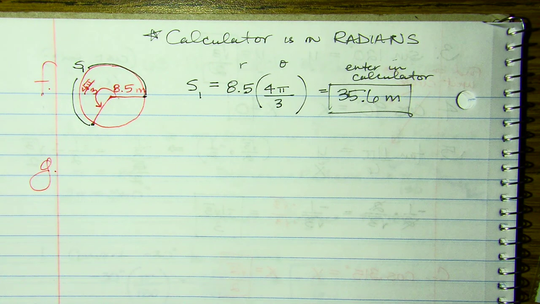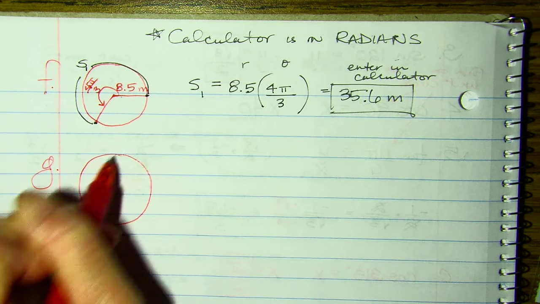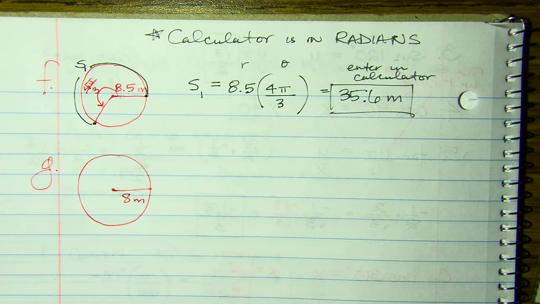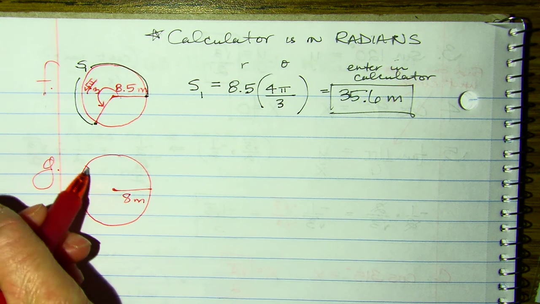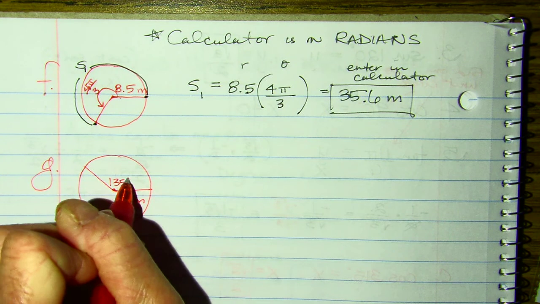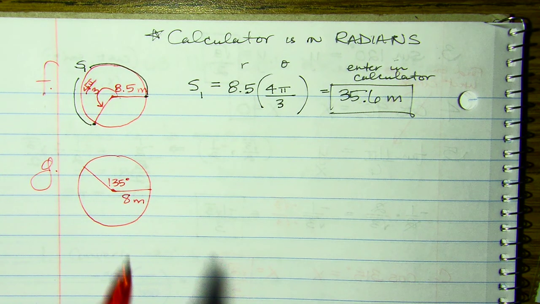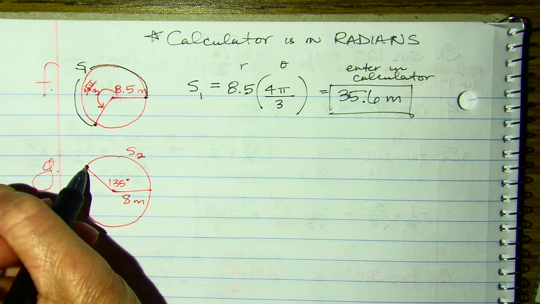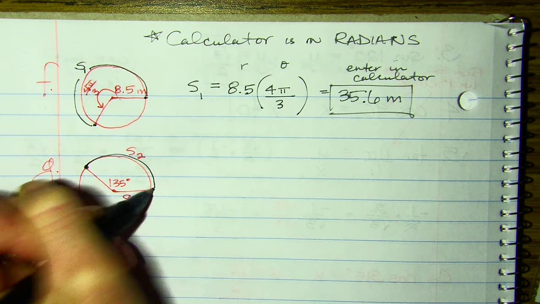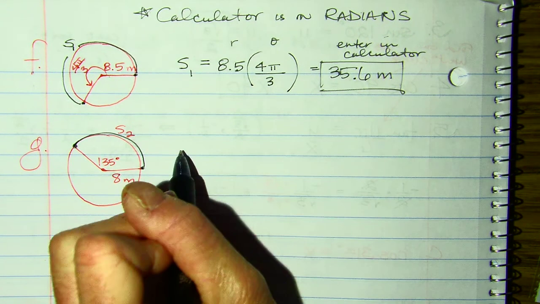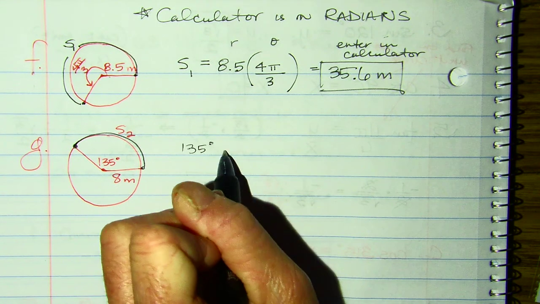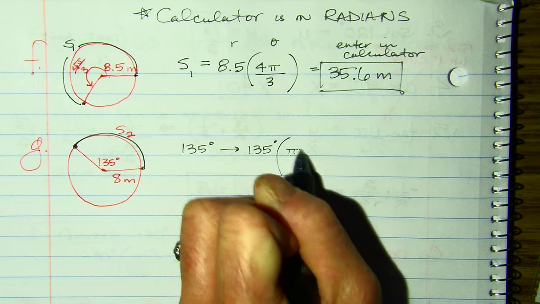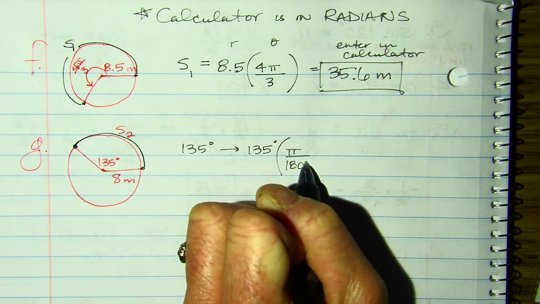G has a circle that looks like this. They've told us the radius is 8 meters, and they've told us that our angle is 135, and they're looking for this arc up here. So they're wanting the measurement from this part all the way to here. But before I start this problem, I have to convert 135 degrees to radians. We did it at the very beginning. You multiply 135 times pi over 180.